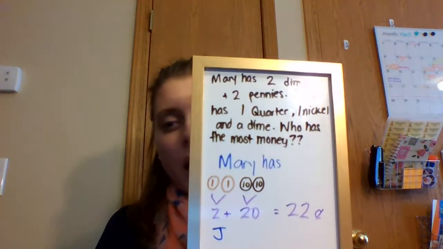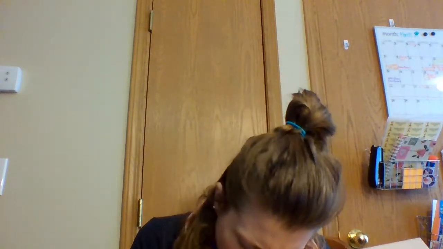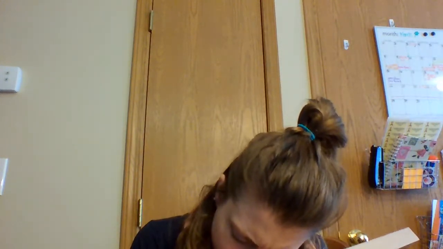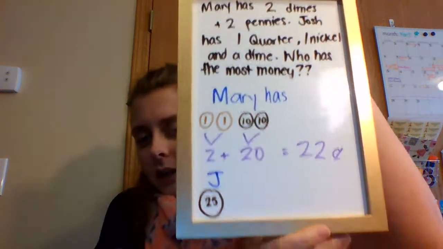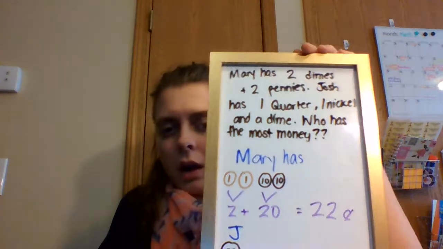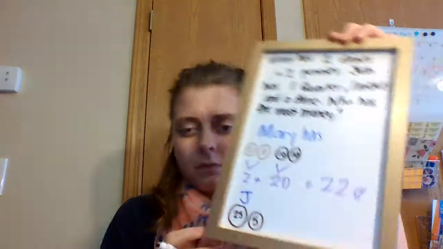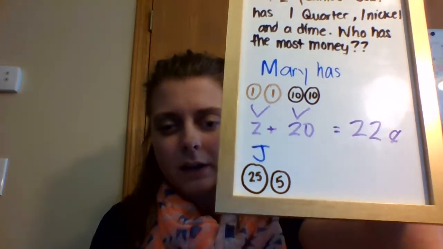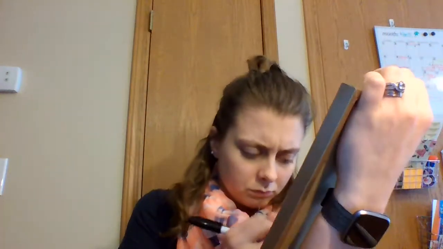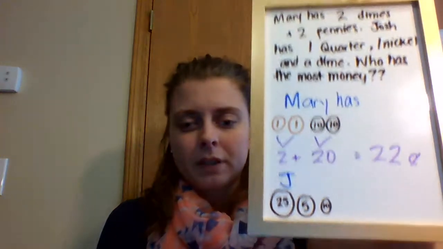Okay, let's find out how much Josh has. Josh has 1 quarter. I'm going to draw a big circle. And quarters are worth 25 cents. He has a nickel. So I drew kind of like a medium-sized circle. And that's worth 10. And then he has a dime. Small.